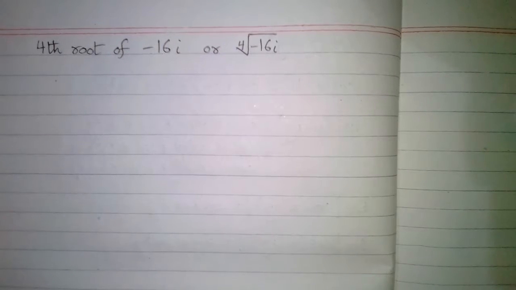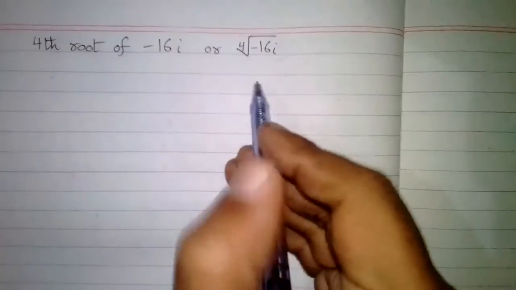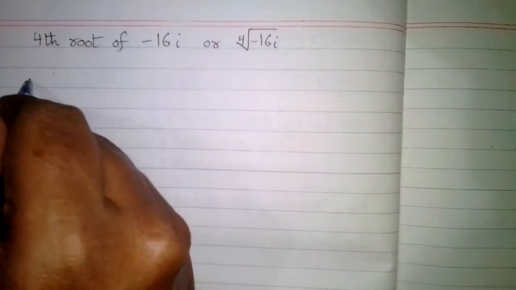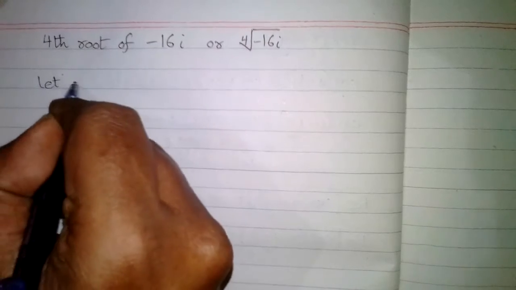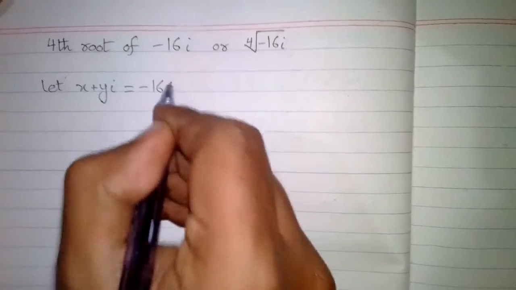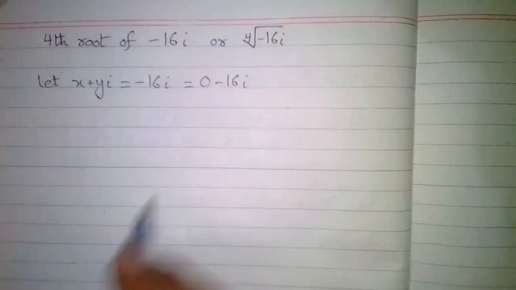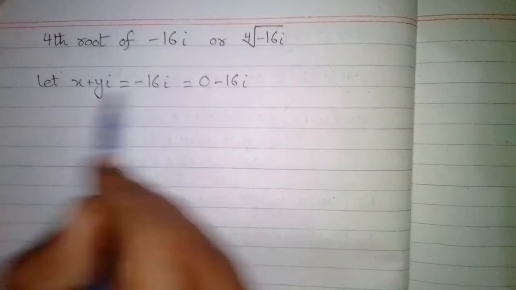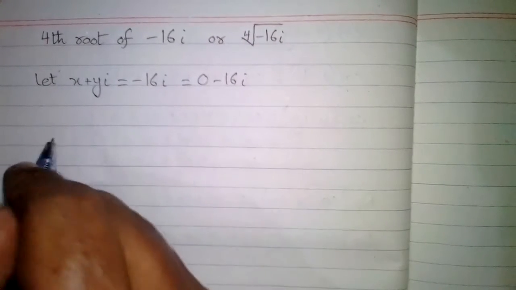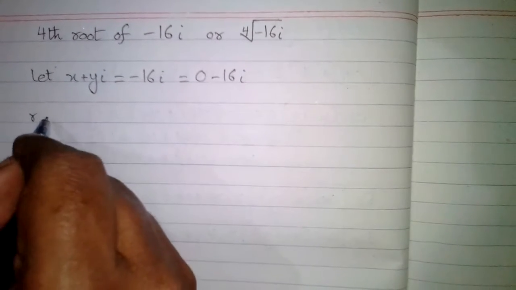In this video we will find the fourth root of minus 16 iota. So first of all, let x plus y iota is equal to minus 16 iota, or we can write 0 minus 16 iota. So the real part x is equal to 0 and the imaginary part y is equal to minus 16.